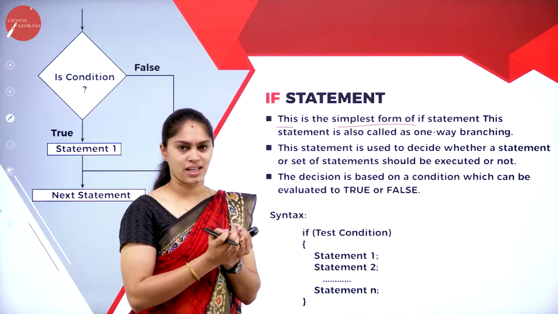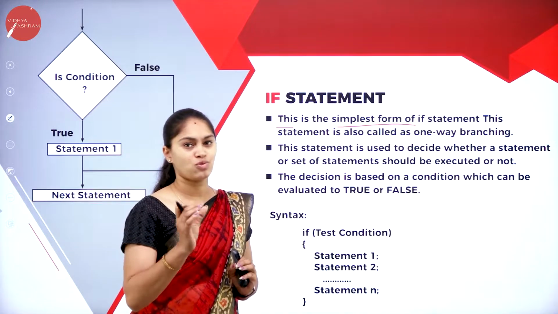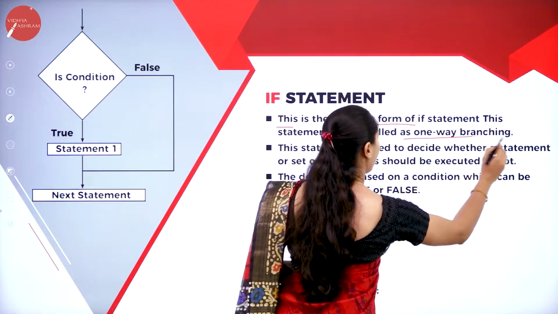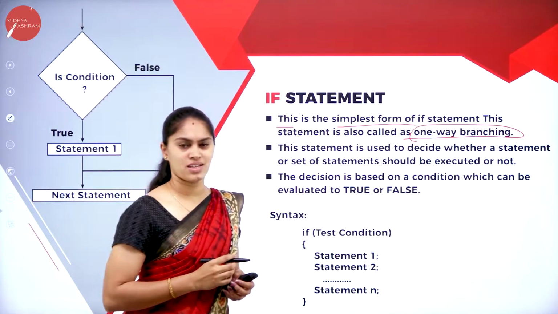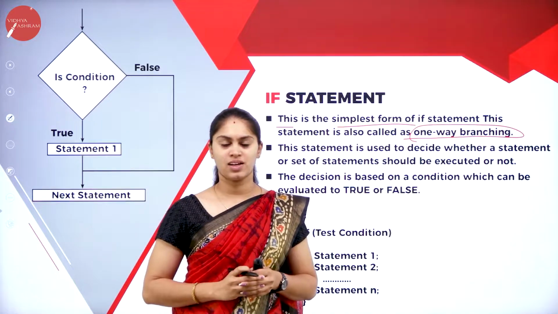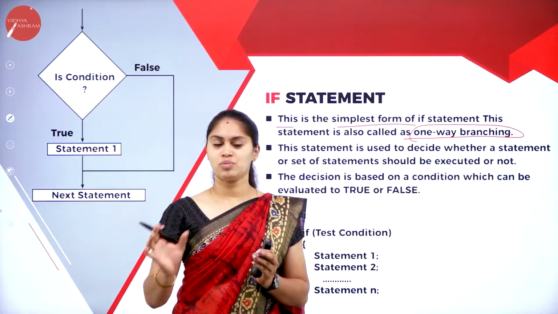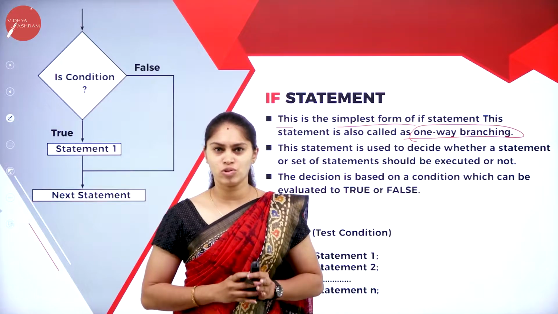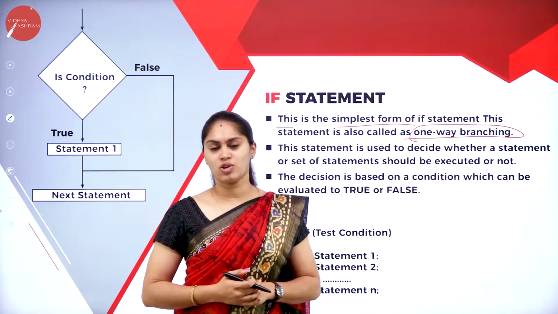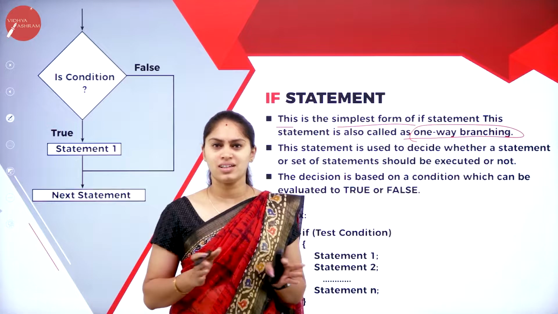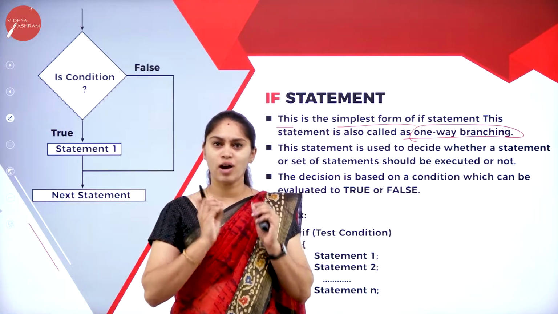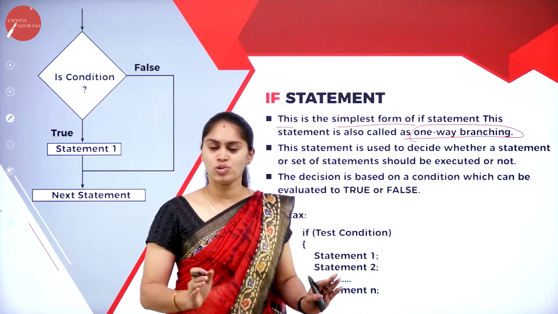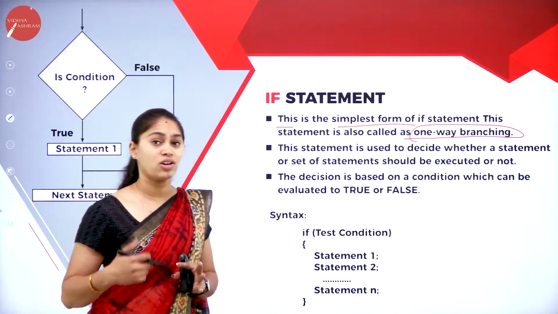Among all those, this if statement is the simplest form of an if statement, and it is also called one-way branching. I don't have any alternatives here. It is one-way branching. So if this condition is right, then I'm going to do this action, or we are going to execute that set of instructions. Otherwise, we won't do anything. That is what the if statement is all about. One-way branching. There are no more alternatives. So we have only one condition. If it is true, then only we are going to execute this part. Otherwise, we don't do anything other than executing the true part.